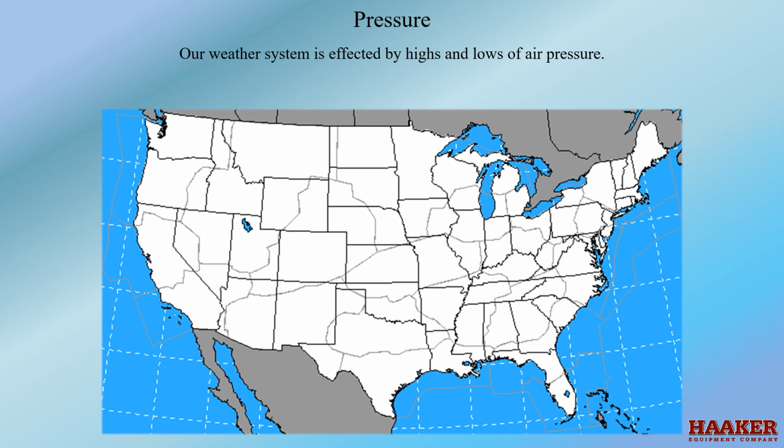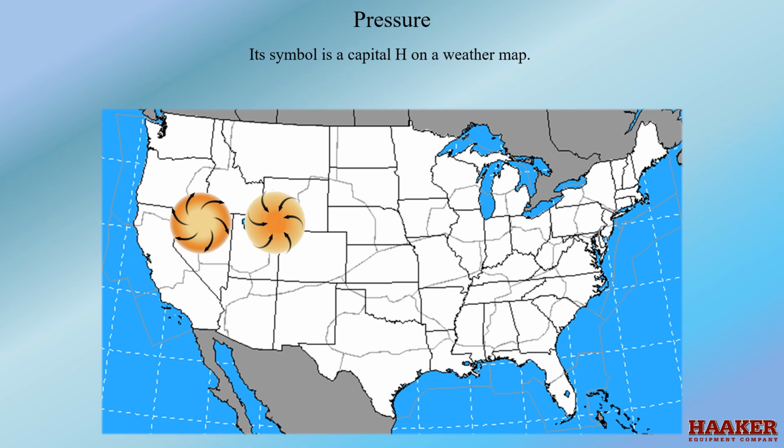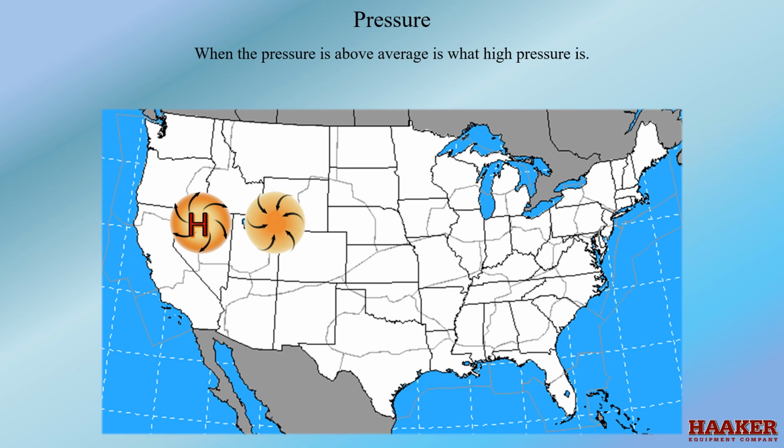Pressure. Our weather system is affected by highs and lows of air pressure. High pressure brings clear, warm weather. Its symbol is a capital H on a weather map. High pressure is when the pressure is above average. High pressure systems move faster than low pressure systems.